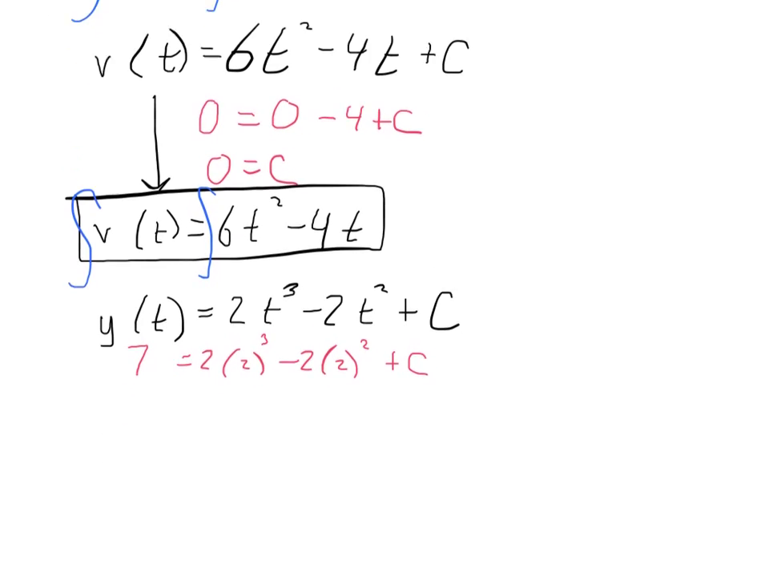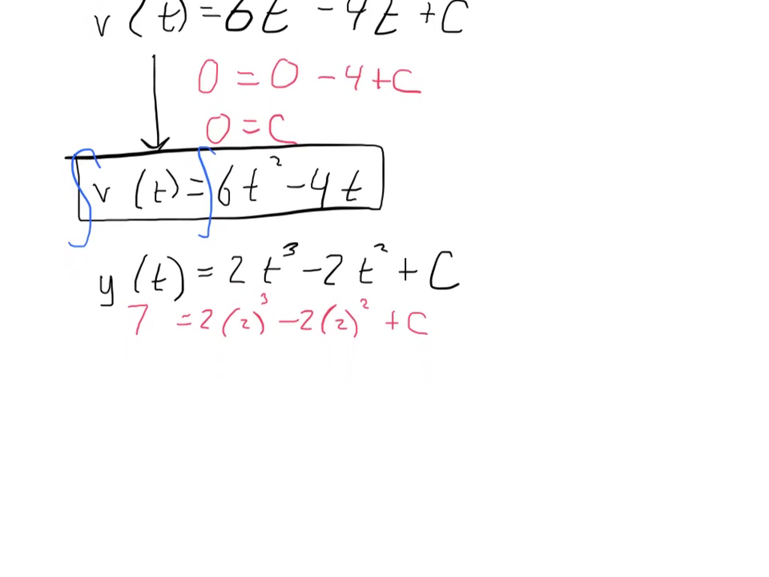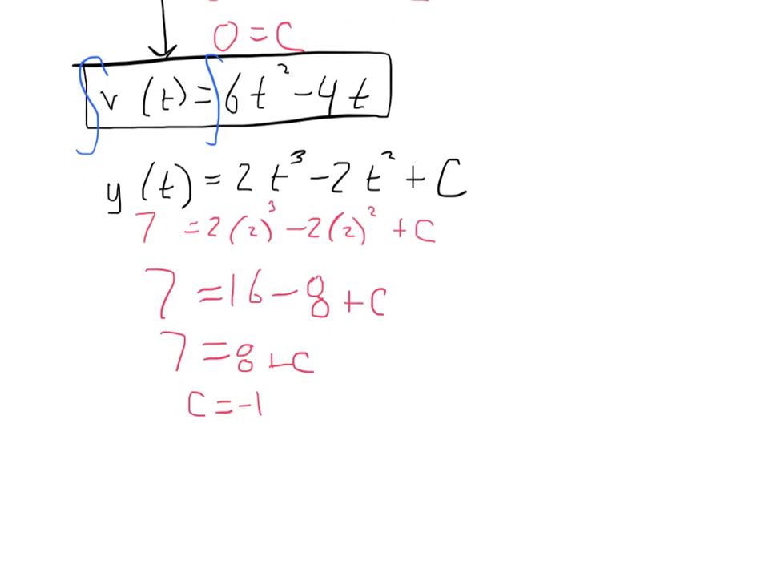So we can work through this thing. Let's see here, 7 equals 16 minus 8 plus c. 7 equals 8 plus c, which means that c has to be negative 1. So again, this means that I can refine my original statement.